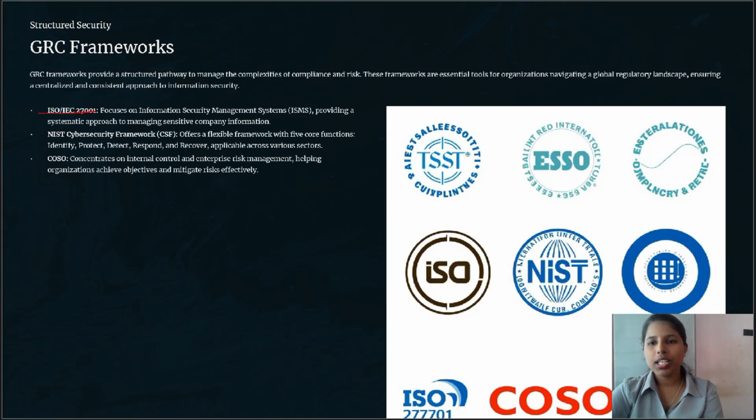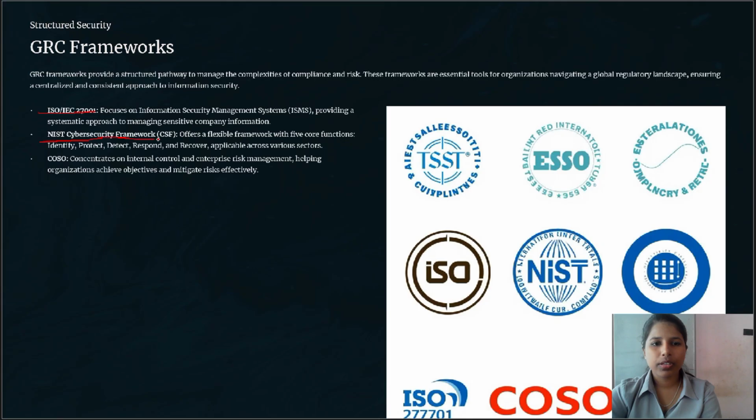As mentioned, it provides a framework for information security management system. It helps us offer a structured approach in governance. So ISO 27001 provides a structured approach to manage information security, including risk assessment, control implementation, and continuous improvement.